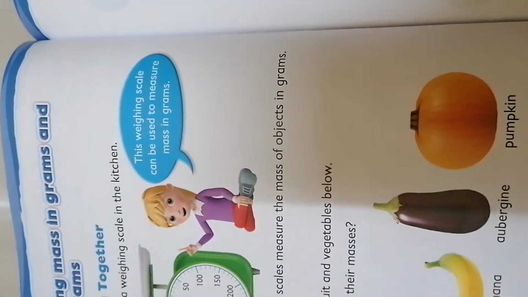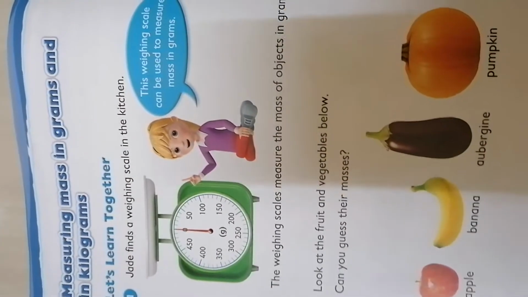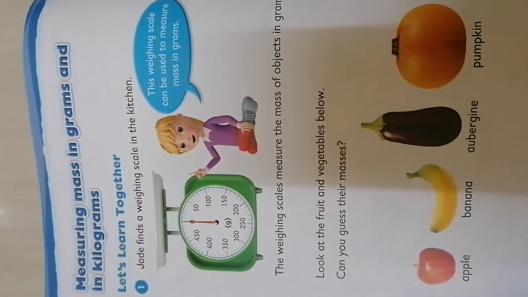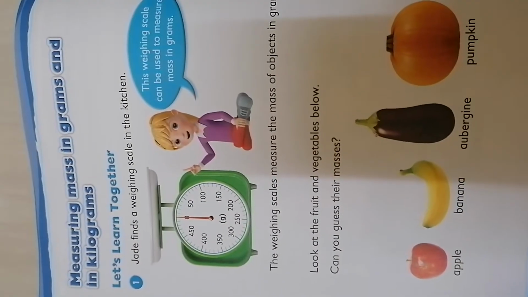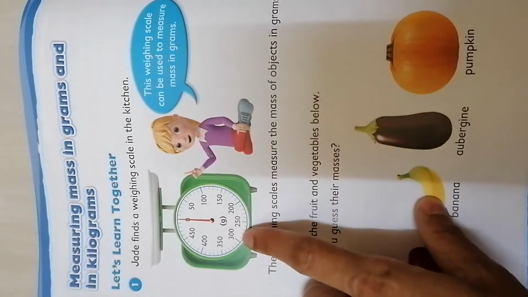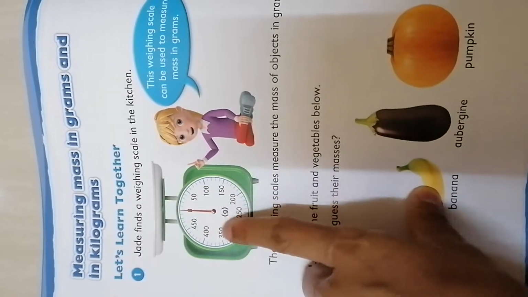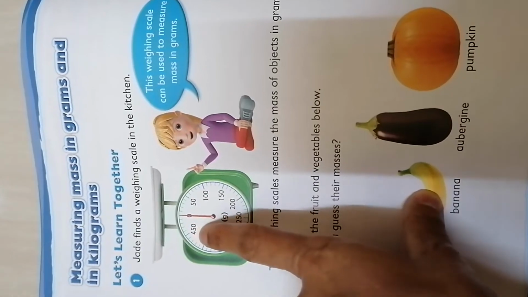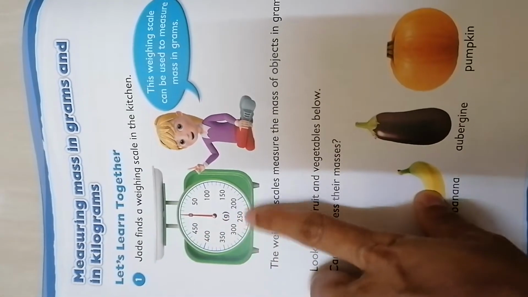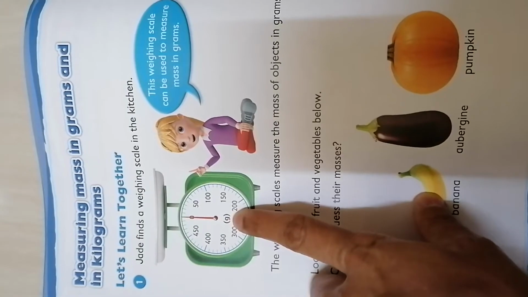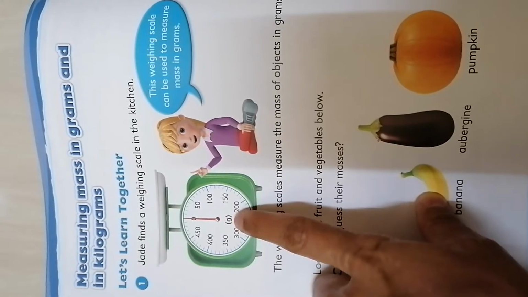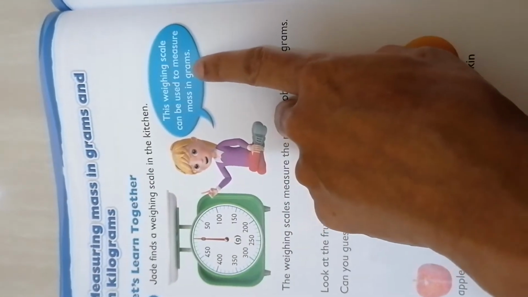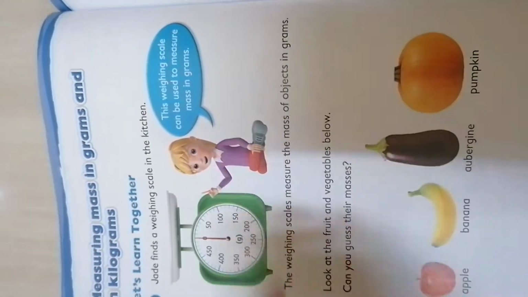Let's look in depth about it. Now, measuring mass in grams and kilograms. Jade finds a weighing scale in the kitchen. Okay, this is called a weighing scale. As you see, here you have numbers from 50 till 450. And here you have this letter G. What does that mean? This G stands for the word gram. Gram. It's a small unit.